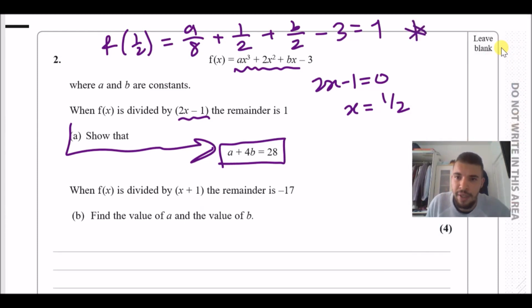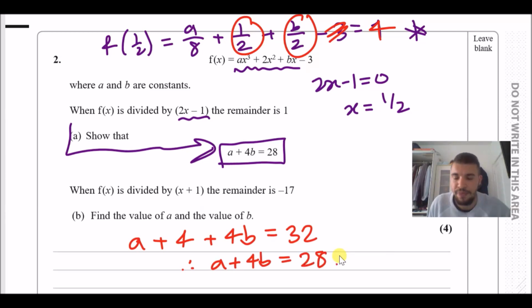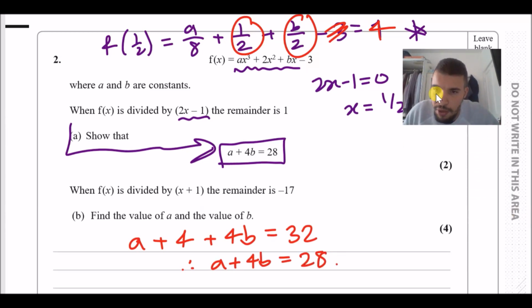I'll change my pen. So a over 8 times 8 becomes just a, plus, times the half by 8, you get 4 times b over 2 by 8, you get 4b, and you know what we could do, let's just add 3 across. So 1 plus 3 is 4, and then multiplying 4 by 8, you should get 32. And now it's straightforward. Now we go ahead and just subtract 4 across, and therefore we got a plus 4b equals 28. Alright, so that's the first part done, and that was 2 marks.